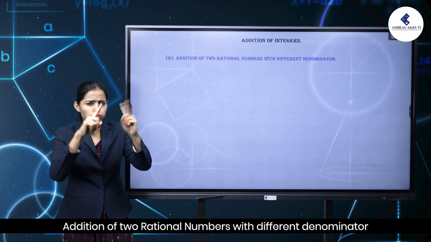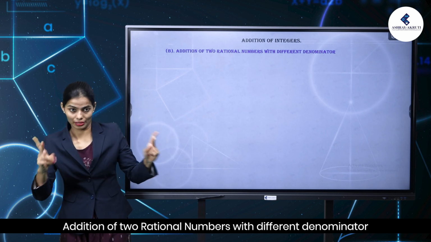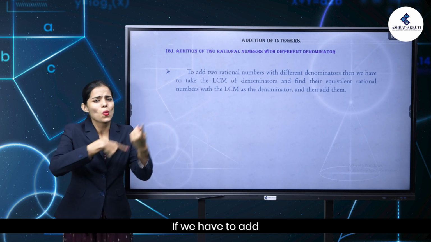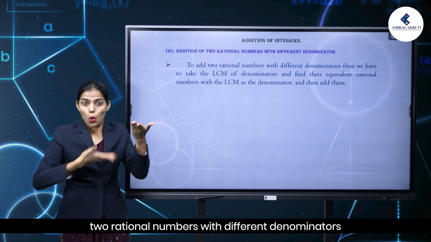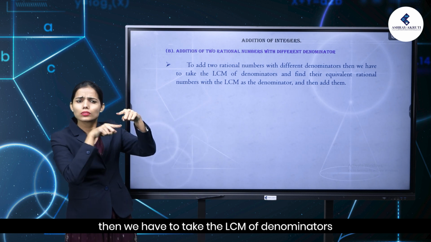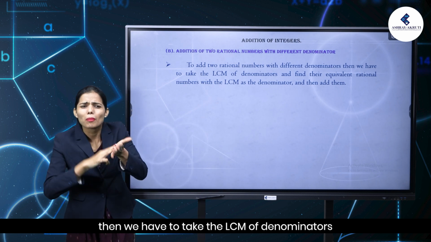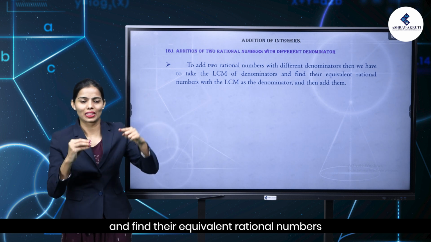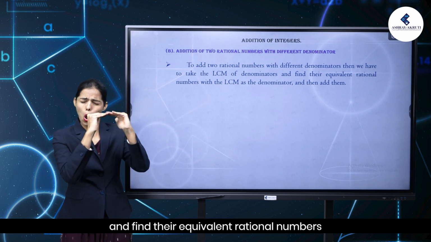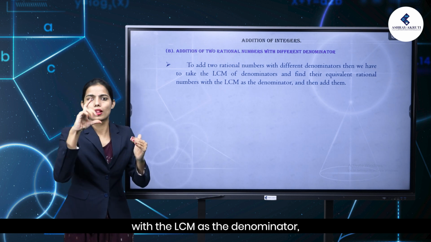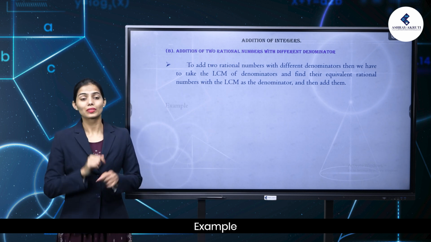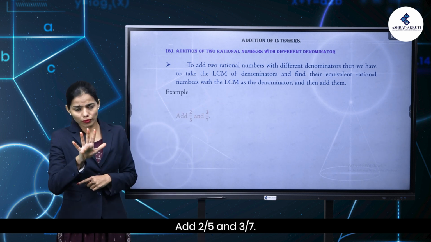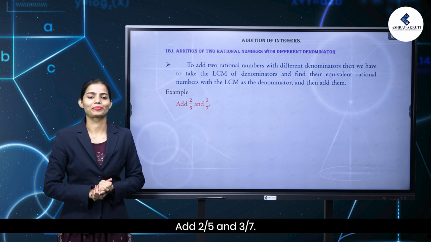Addition of two rational numbers with different denominators. If we have to add two rational numbers with different denominators, then we have to take the LCM of the denominators and find their equivalent rational numbers with the LCM as the denominator and then add them. Example, add 2/5 and 3/7.